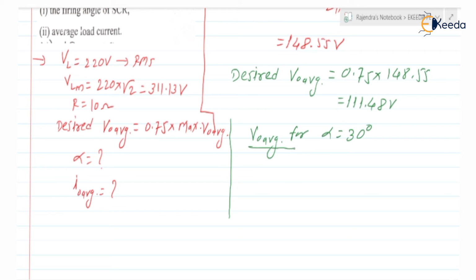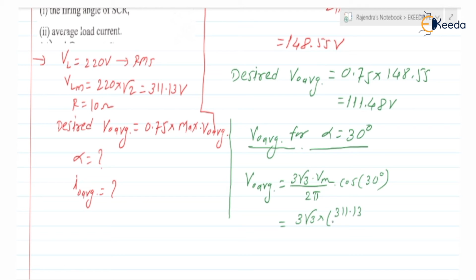Whatever expressions we have, both are valid for alpha equal to 30 degree. So we have V0 average equal to 3 root 3 into Vm divided by 2 pi into cos alpha, cos of 30 degree, equal to 3 root 3 into Vm, that is 311.13 divided by root 3. Peak divided by root 3 is nothing but the peak value of the phase. Divided by 2 pi.